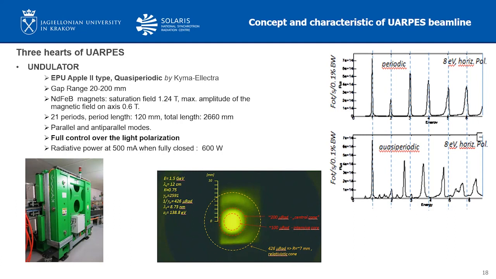The undulator produces radiation with first harmonic in the energy range from 7 electron volts to 150 electron volts. It can work in parallel and anti-parallel mode, and offers full control of the light polarization.